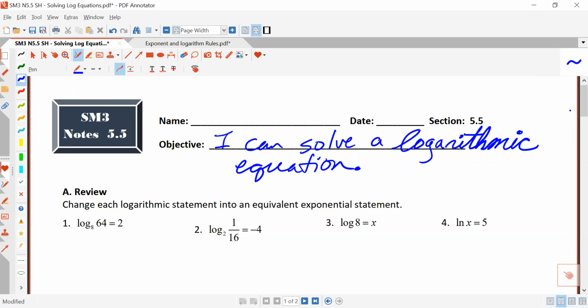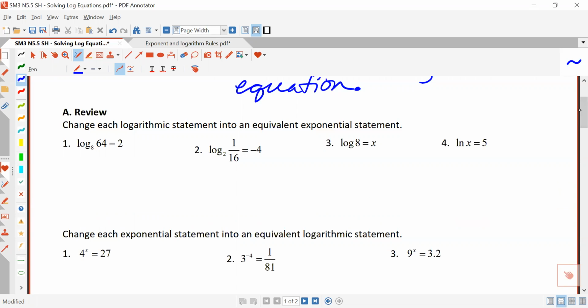So switching it from log format. The first four are switching from log format to exponent format, okay? Sydney, can you switch out number 1 for me? Okay. Number 2, Lucas, can you do number 2 for me?